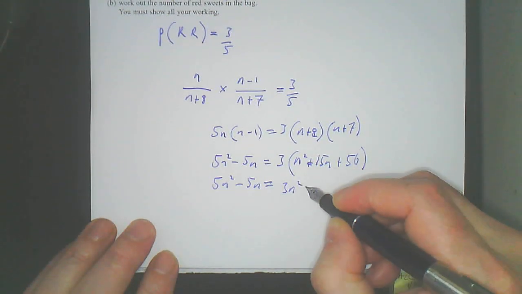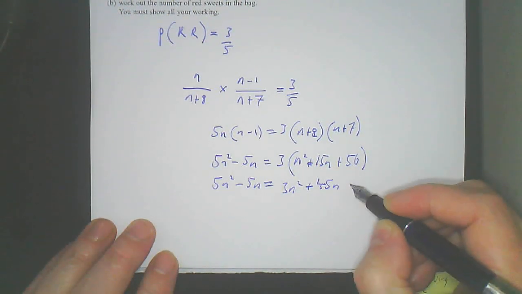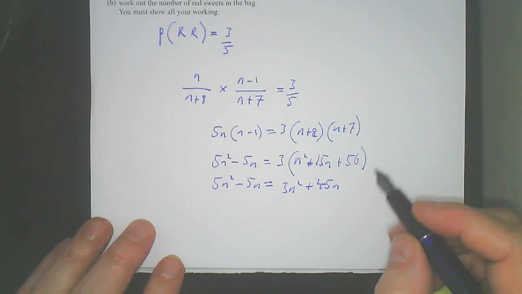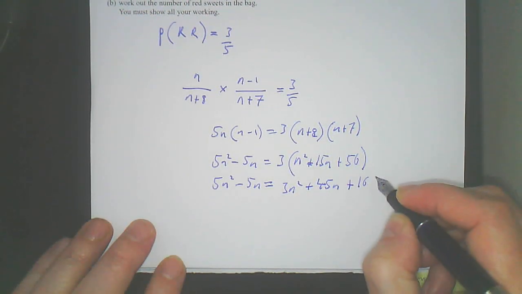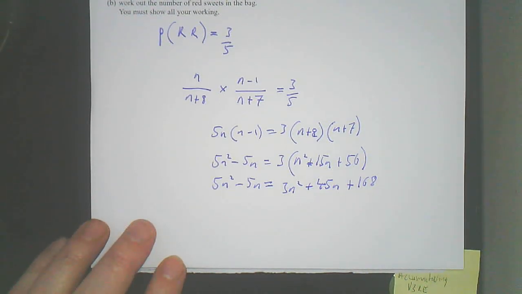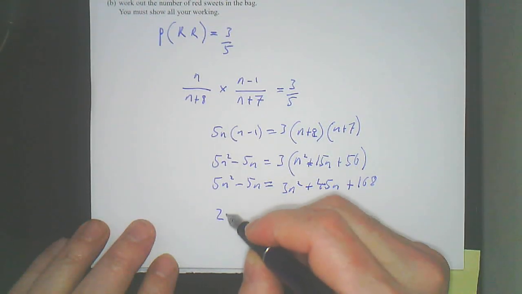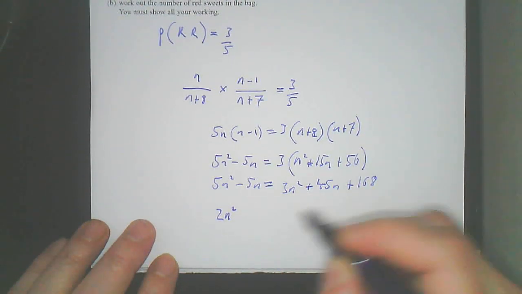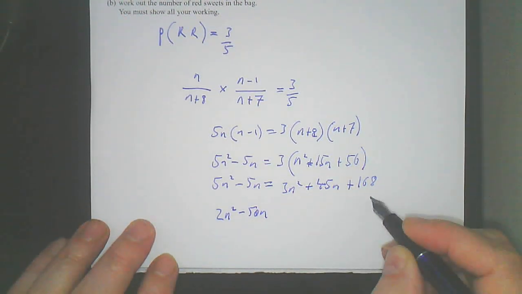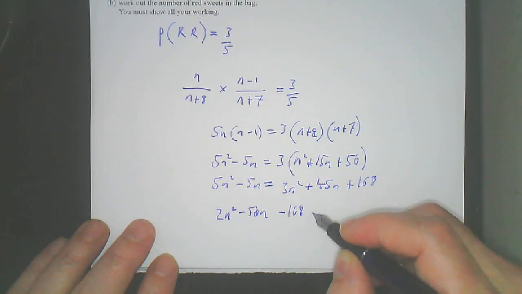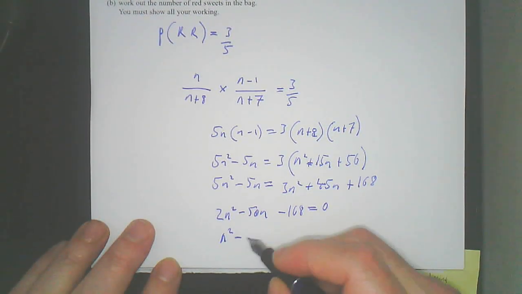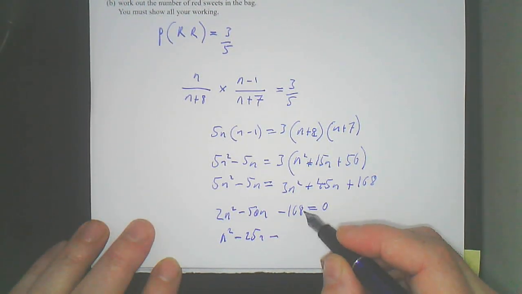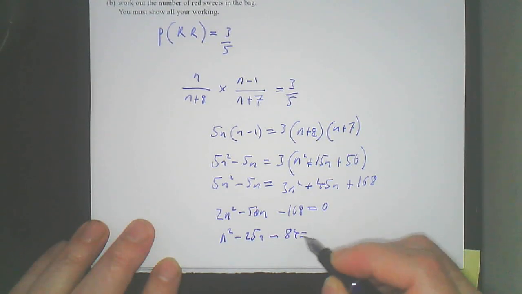We've got 3n squared plus 45n, and we've got 3 times 56. 3 times 50 is 150. 3 times 6 is 18. So that's 168. Let's collect like terms. 2n squared, taking that over there, minus 50n minus 168 equals 0. We can divide that by 2. We get n squared minus 25n minus half of that is 84 equals 0.